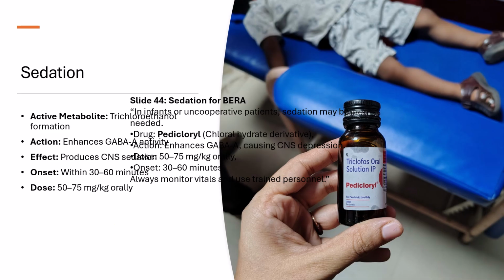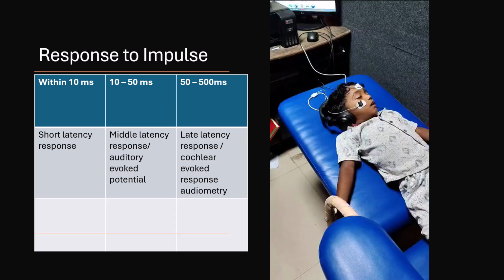So, sedation for BERA. In infants or uncooperative patients, sedation may be needed. The drug used most commonly is triclofos, that is a chloral hydrate derivative, and its action is that it enhances the GABA-A, causing CNS depression. The dose is 50 to 75 milligrams per kg orally, and the onset is 30 to 60 minutes. So always monitor vitals and use trained personnel for administering this sedation.